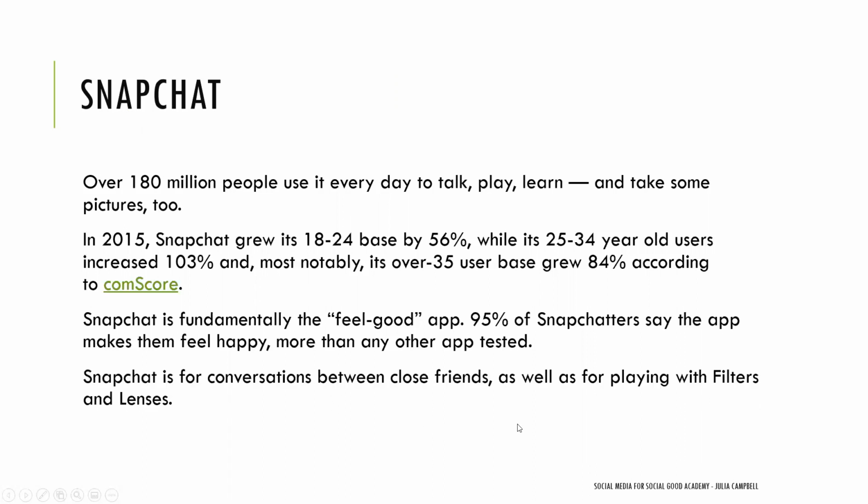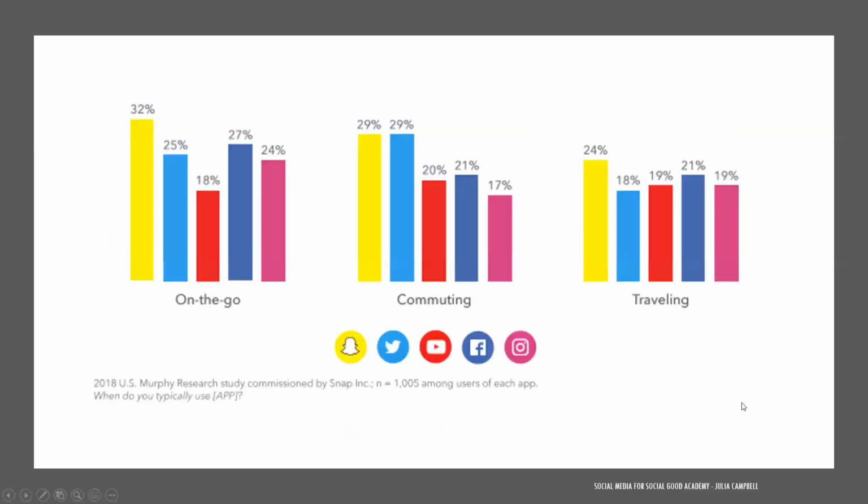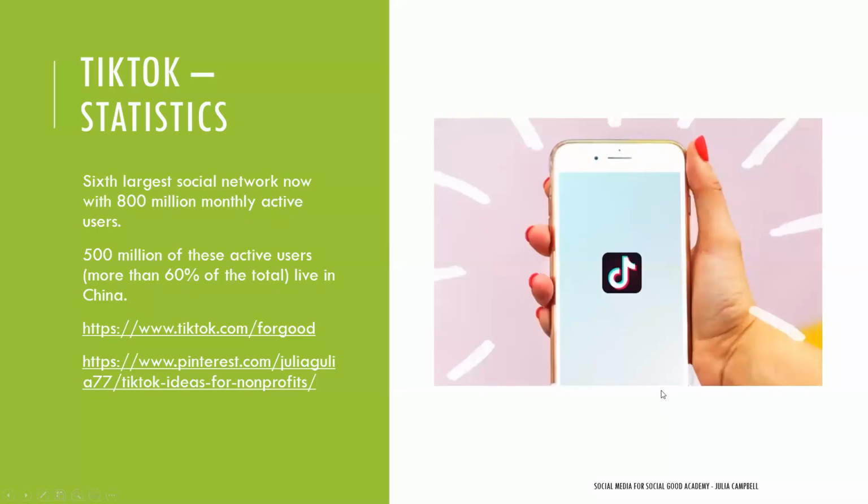And what I love is that Snapchat is much more for people on the go. So there's a great primer at nptechforgood.com, how to get your nonprofit started if you want to play around. And people use Snapchat. They don't use it to aimlessly scroll on their couch. They use it to document experiences. So they use it on the go, they use it commuting, they use it traveling, they use it while they're shopping, they use it while they're out. It's just an interesting way of thinking about it.